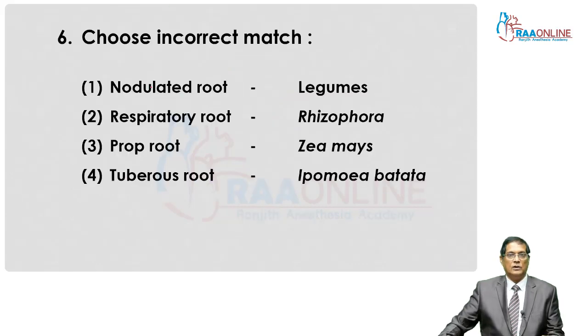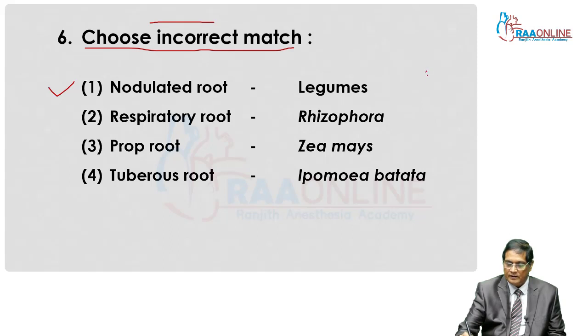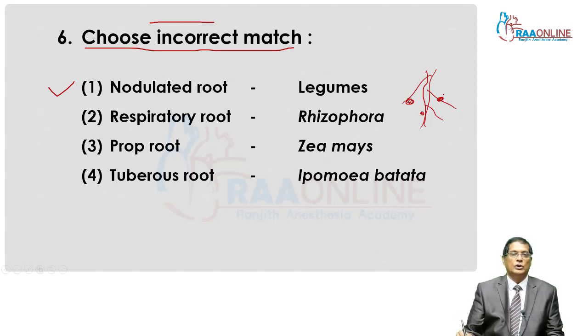Now choose an incorrect match. Nodulated root is found in legumes. In a leguminous plant you will see this is the main root and these are the secondary roots. And on the roots you will see the nodules. In the nodules Rhizobium bacteria are present. So the first is absolutely correctly matched. That is, leguminous plants have nodulated roots and within the nodules Rhizobium bacteria are present, hence responsible for nitrogen reduction.